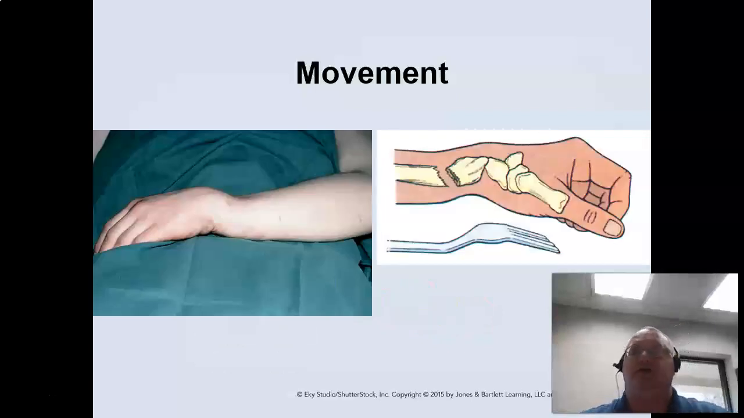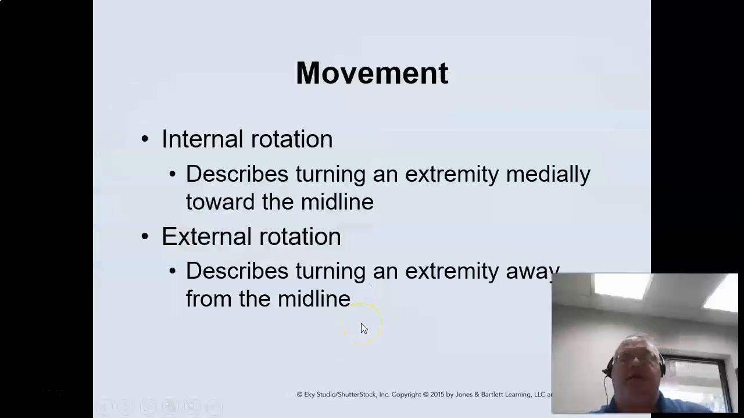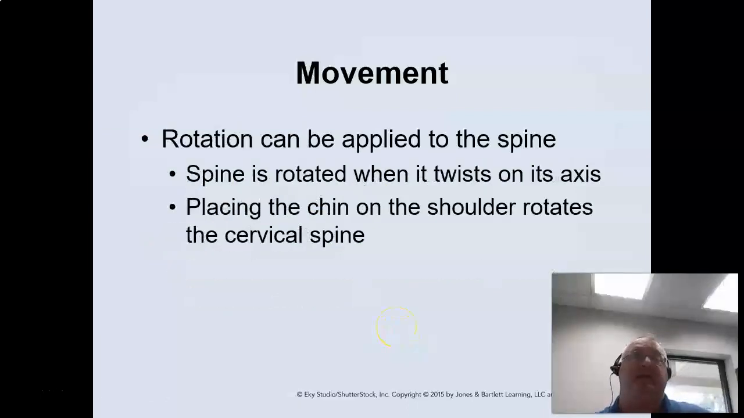So when they discuss that with the movements, this is a really good example of what's known as a silver fork fracture, or a Colles fracture, if you will. That usually has the break here, in the shape of a fork. Then you have internal and external rotations, which describe moving it medially or laterally, whatever that happens to be, from the midline. We use this a lot with hips, by the way.